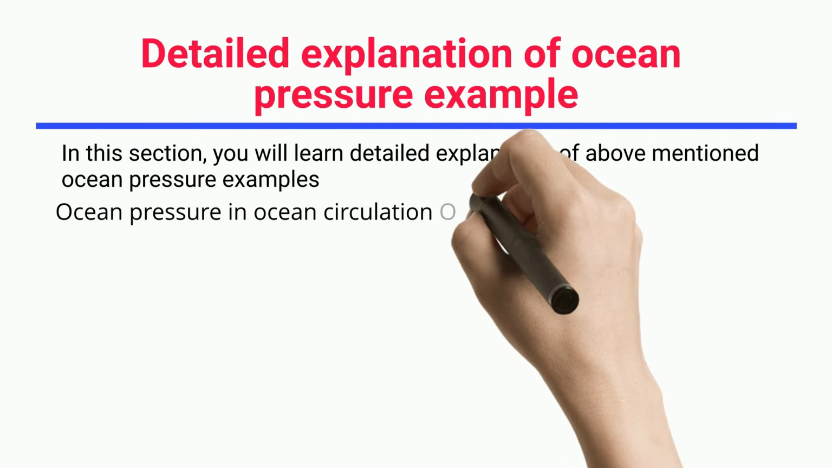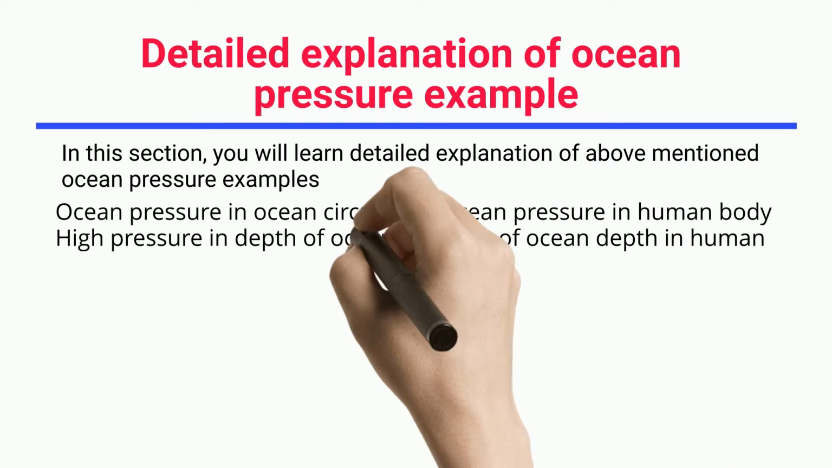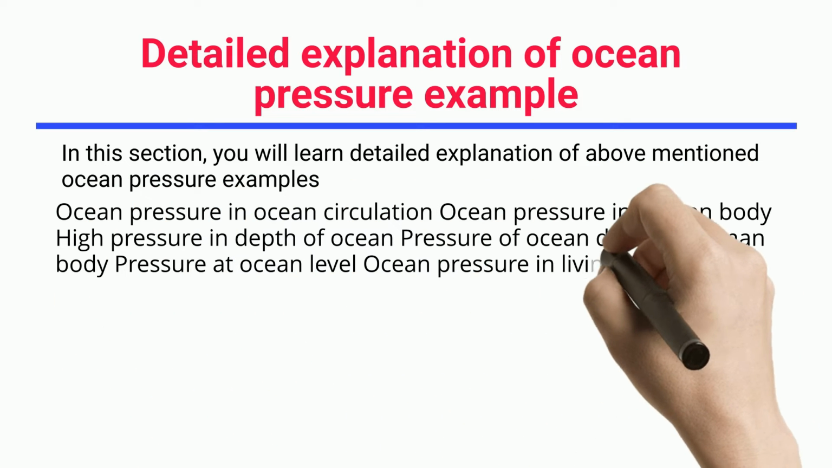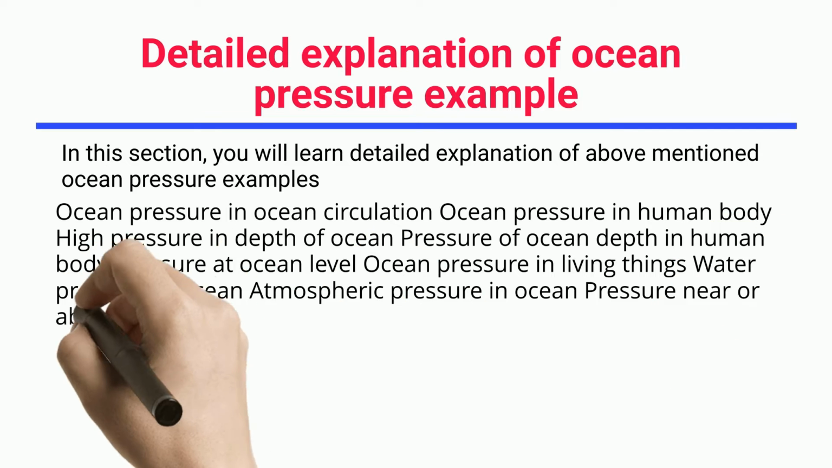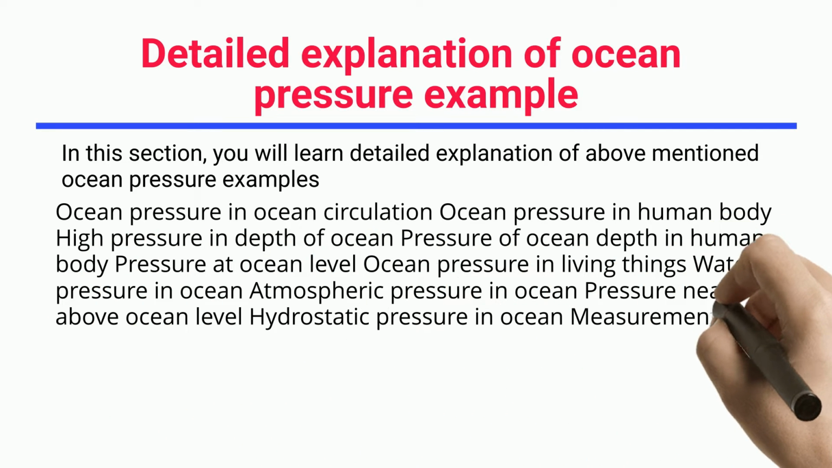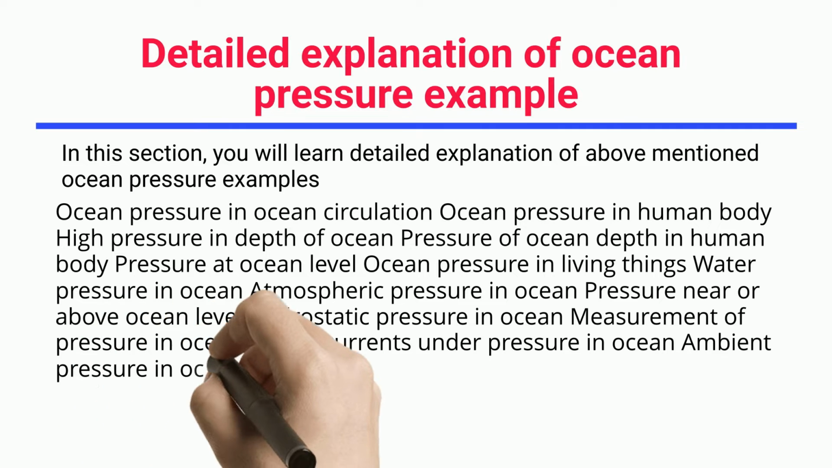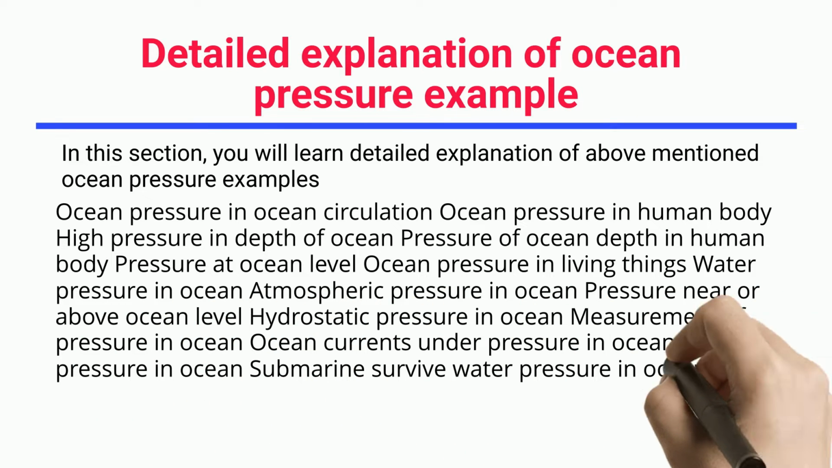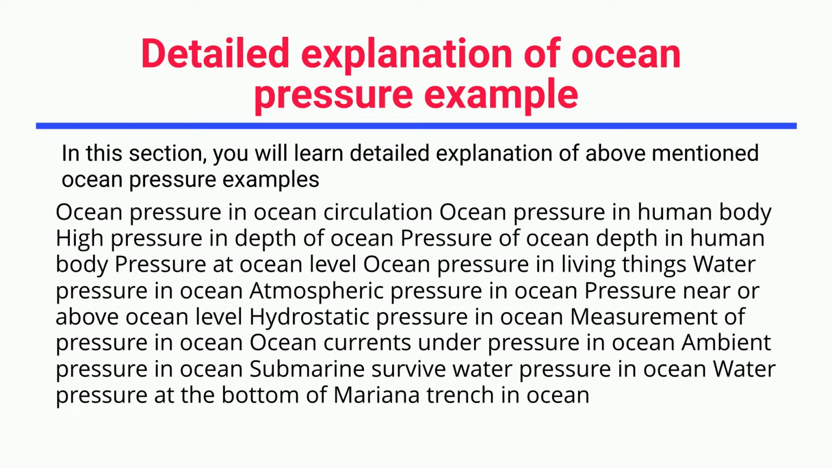Ocean pressure in ocean circulation, ocean pressure in human body, high pressure in depth of ocean, pressure of ocean depth in human body, pressure at ocean level, ocean pressure in living things, water pressure in ocean, atmospheric pressure in ocean, pressure near or above ocean level, hydrostatic pressure in ocean, measurement of pressure in ocean, ocean currents under pressure in ocean, ambient pressure in ocean, submarine survive. Water pressure in ocean, water pressure at the bottom of Mariana Trench in ocean.